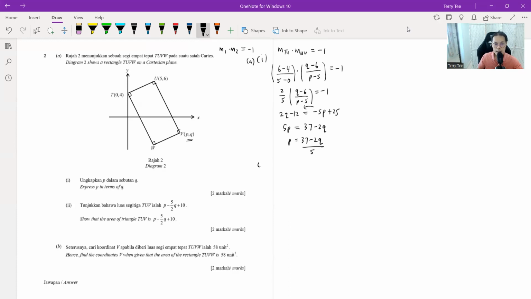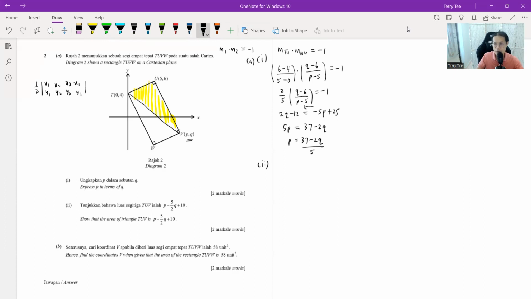Second part, show that the area of triangle is given by this, B minus 5 over 2Q plus 10. Okay, area of triangle TUV, as you can see, is actually this triangle here. Maybe I'll just highlight it for you. This is triangle TUV, so I'm supposed to find this area. Now remember, for the area formula, we write half, x1, y1, x2, y2, x3, y3, and repeat the first point. When you use this, some people call it the shoelace method, or array method.